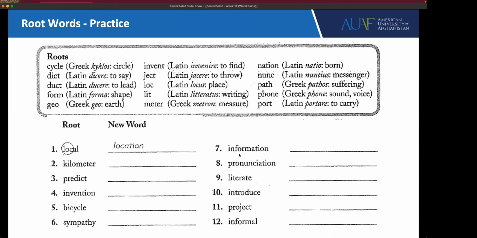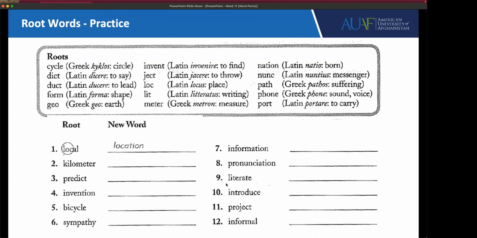Okay, literate, that's lit. So what's another word with lit in it? L-I-T. We're going to leave the pronunciation one. Literature. Literature, very good. Literacy, literature, very good.